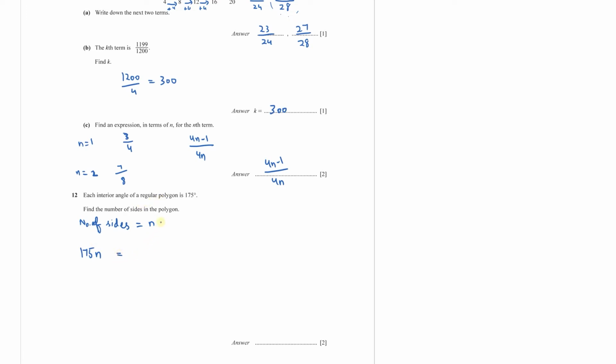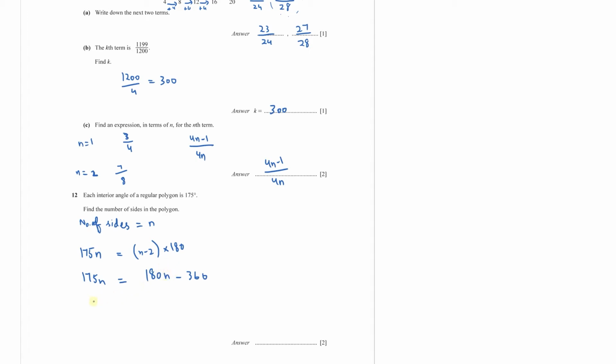And you also know that the sum of interior angles of any polygon is given by n minus 2 times 180. So if this gives you the sum, this also gives you the sum. So these two values should be equal. And now you can solve for n. So 175n equals 180n minus 360.